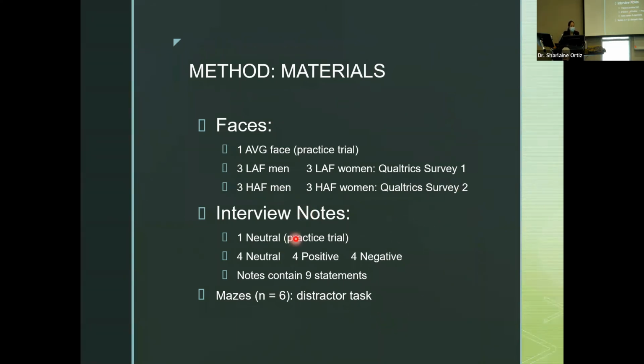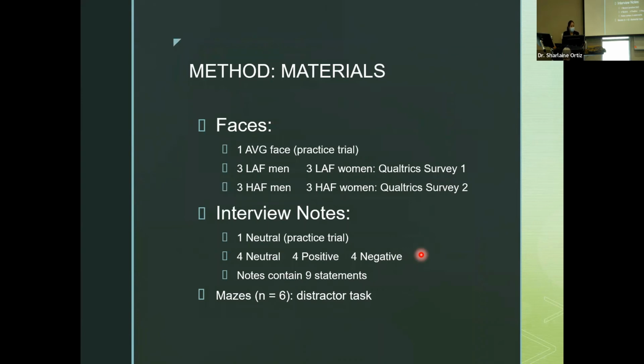Notice that with the interview notes, they did the same thing. They utilized a practice trial to determine which one would be considered neutral, either favorable or unfavorable in regards to the job applicant. Now, they also, based on that trial, now we're going to have 4 neutral, 4 positive, and 4 negative notes in regards to the interview notes. Notice that the notes would contain 9 statements.